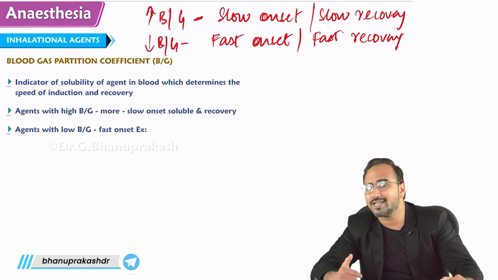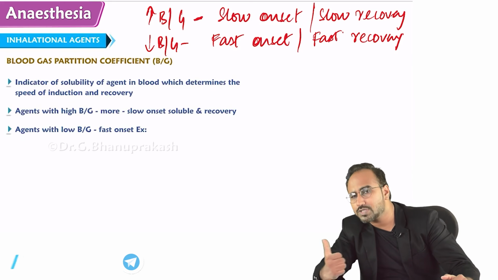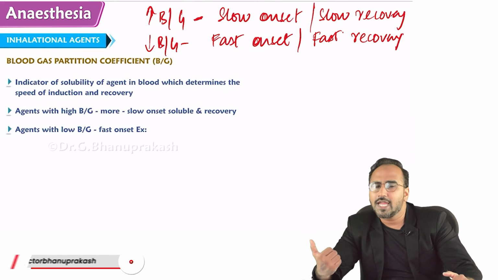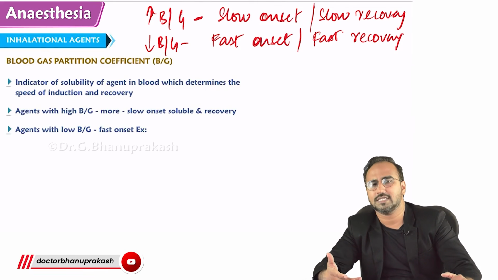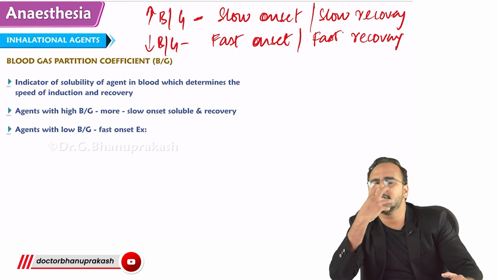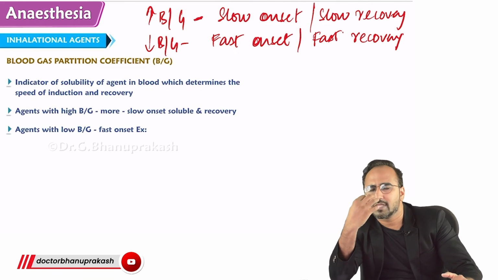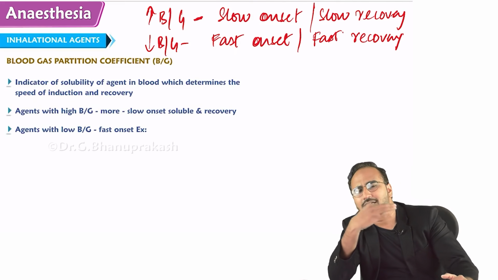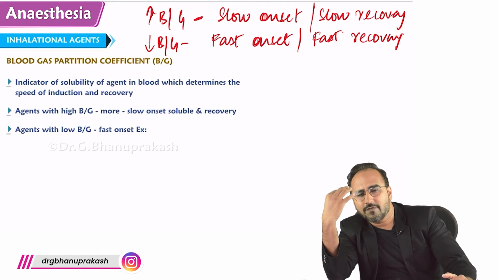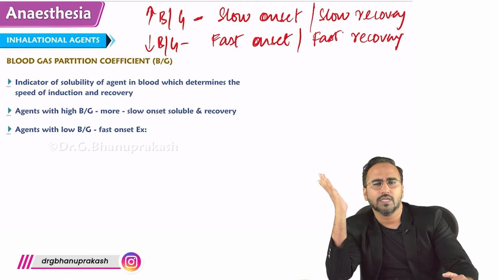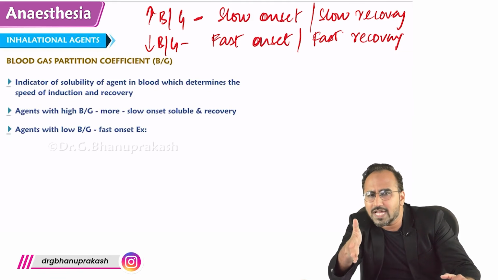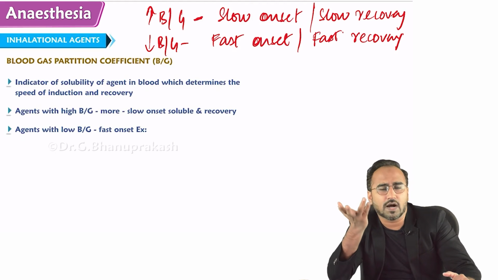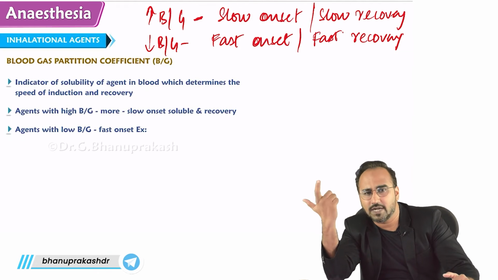So remember guys, high blood gas means more soluble in blood, less going to the brain. It will be slow onset. And any inhalational agent that is having low blood gas, what does low blood gas mean? The patient inhales it, it goes to the lungs, from the lungs it goes to the blood, right? But from the blood it directly jumps to the brain. It is not staying in the blood. Low blood gas means less soluble in the blood. It is directly going to the brain. So how will be the onset? It will be fast onset and fast recovery.